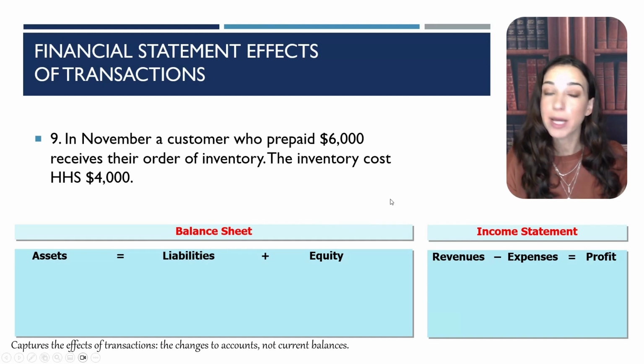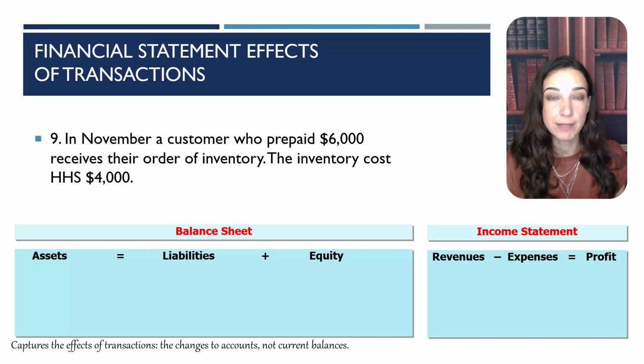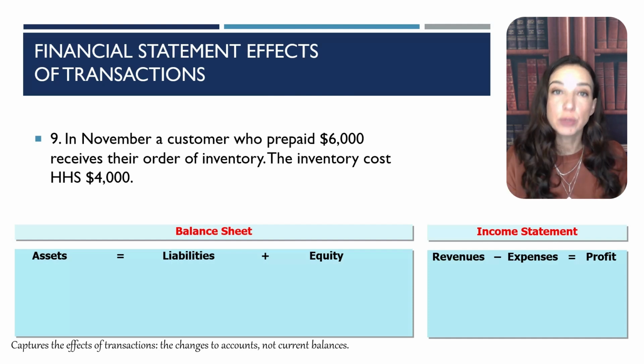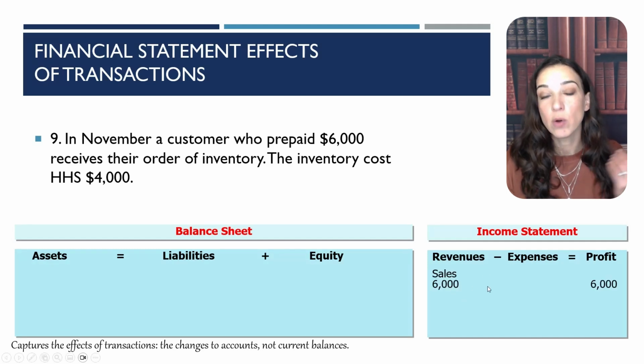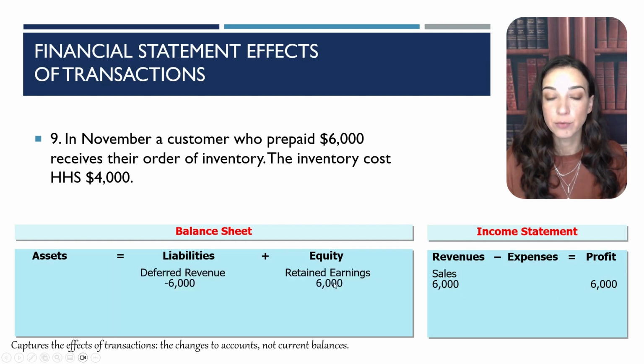If you remember, we had a customer who prepaid $6,000 but is waiting for inventory. Now we actually do deliver the inventory. So we did not get to recognize the revenue just when the customer made the payment because we need to make sure we do the work for the revenue to be recognizable. We actually do the work now. We get to recognize the sales of $6,000. That increases the earnings. That increases the retained earnings.